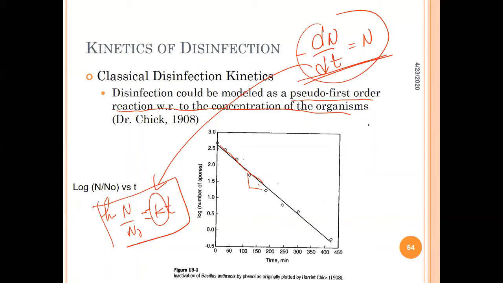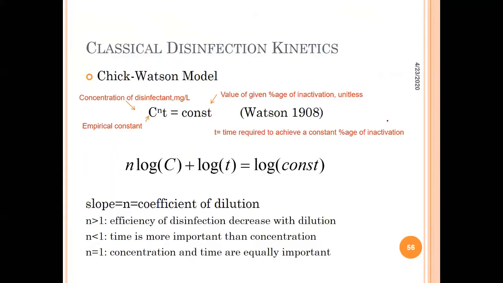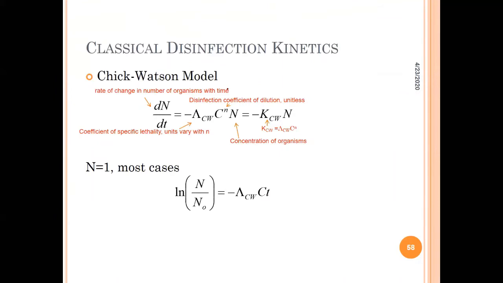This holds when the concentration of disinfectant, meaning the chemical we are using, is present in enough quantity that it is not influencing anything in this case. But if the concentration of disinfectant is also limiting, then we have to consider the Watson law. Watson law proposed that Ct is equal to a constant for a given percentage of inactivation, and if we combine both of them, we arrive at the Chick-Watson law we discussed in the last class.